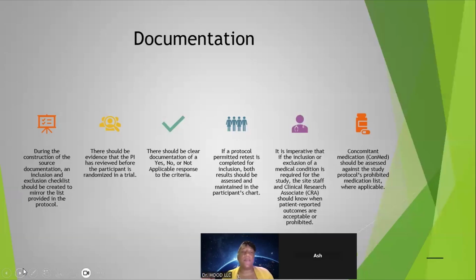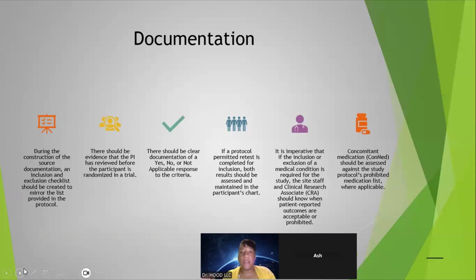So it's important that the PI signs the inclusion exclusion checklist and the date is before the subject is randomized. Because if the subject is randomized and then the PI does the inclusion exclusion verification, it might be a safety issue. It might be a lab value that would have excluded the patient. Although they depend a lot on the study coordinators to provide this information to them, it's ultimately the PI's responsibility. There should be clear documentation. So again, that yes, no, or not applicable response.